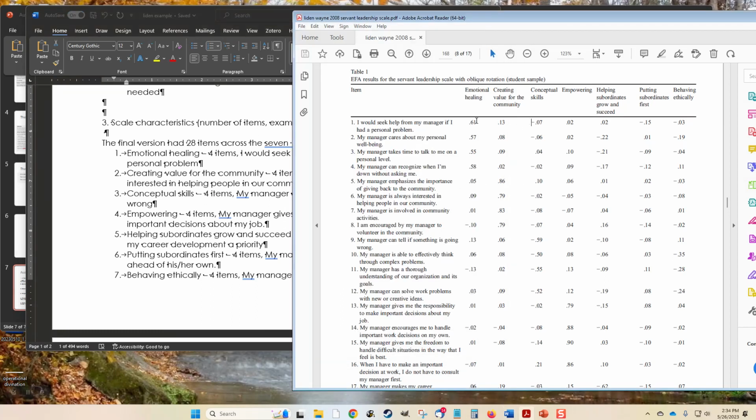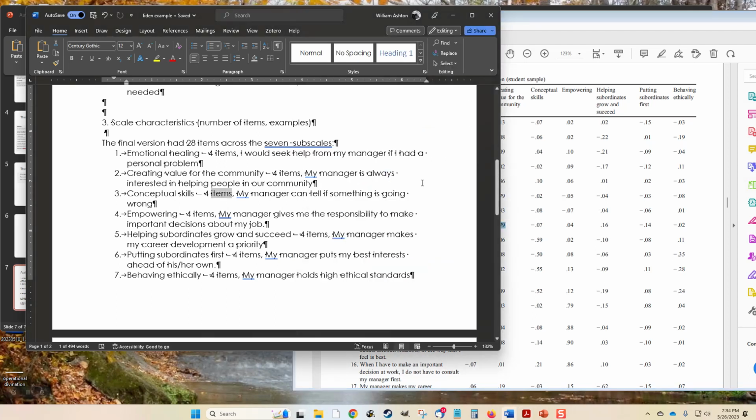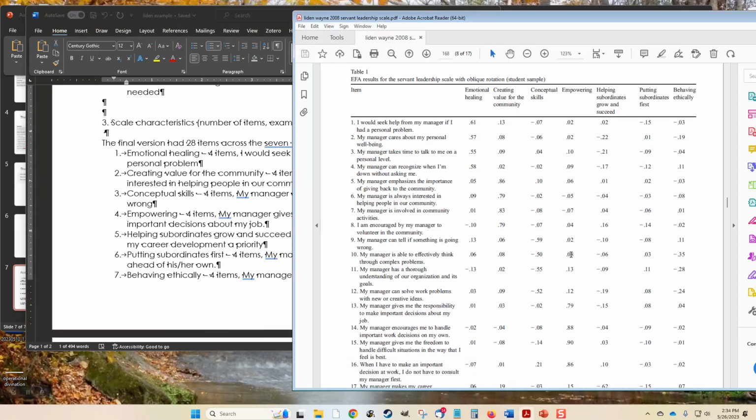Likewise, for creating value for community, notice that these loadings here are low because these items don't load onto creating value. But notice number 5, my manager emphasizes importance. That loads very well on this factor. This one loads very, very well on this one. These are the 4 items for creating value. Sometimes you'll have to figure out what the items are by going through a table like this. Other times they'll just tell you, which is great. Like I said, it's better if you just basically give yourself the time. So if you need help, you can email me and I can take a look at this and I can help you out.